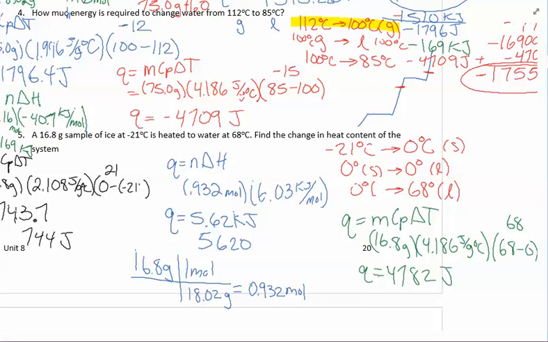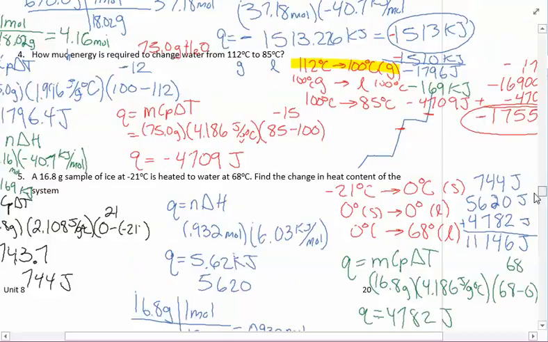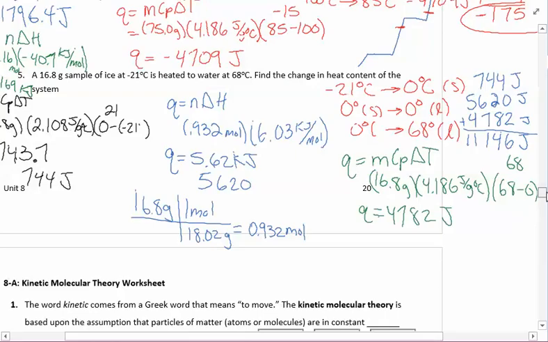So we're going to just add these values together. I always like to do it with my little chart that I made just to help me make sure that I have consistency. I'm going to add these up. So you end up with 11,146 joules total from this.